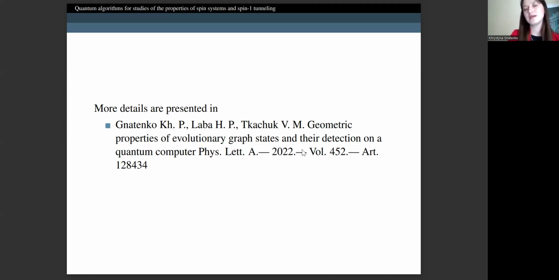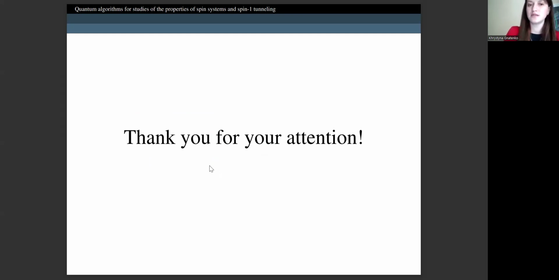And before I thank you for your attention, I'd like to generalize that we have different novel quantum algorithms for studies of different properties of spin systems. First of all, we can detect with quantum programming the energy levels, we can detect the entanglement, we can consider spin-1 tunneling, and also we can study classical properties of graph in graph theory, for instance, number of triangles, number of squares.